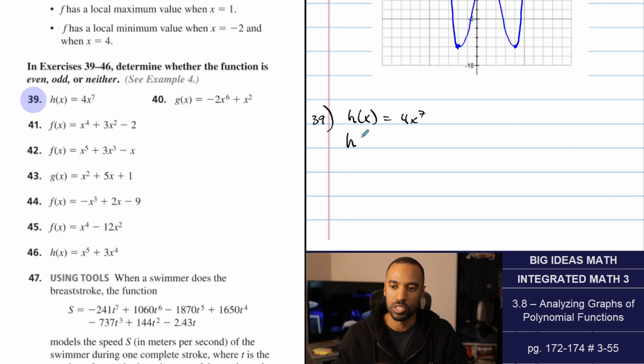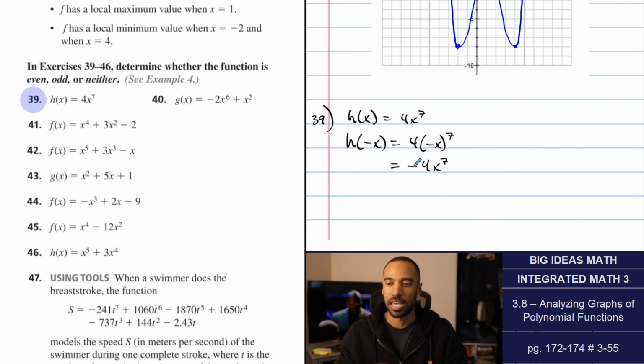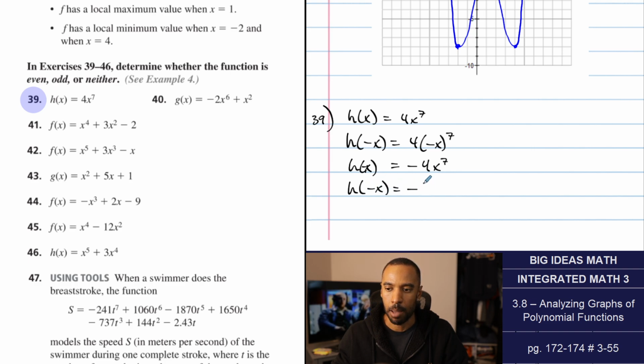What we're going to do is substitute negative x into here, and we need to determine, do we get the same function out, do we get the exact opposite function out, or what? Because this is negative 4x to the 7th, that means that h of negative x is going to be the exact opposite of h of x. h of x was 4x to the 7th.